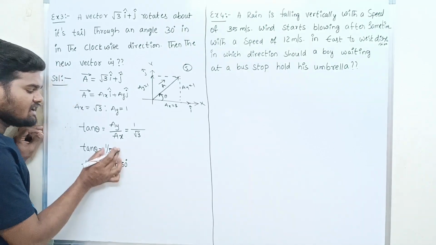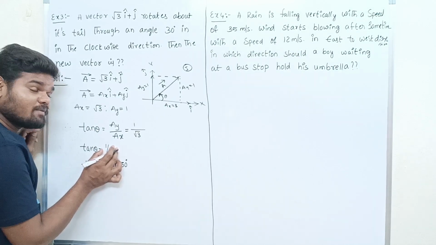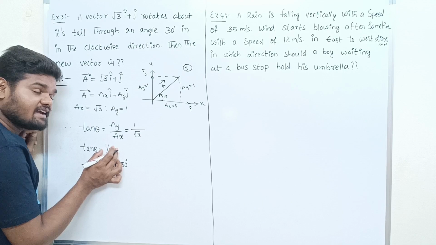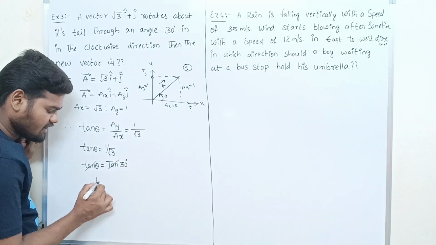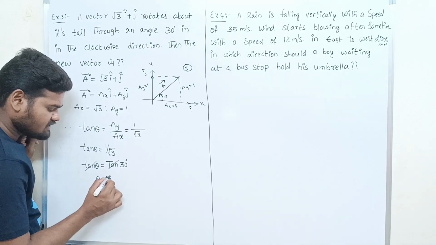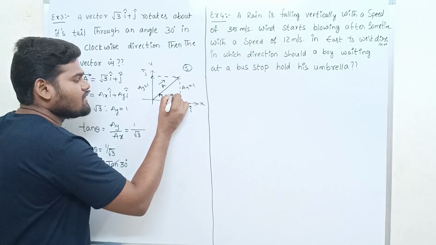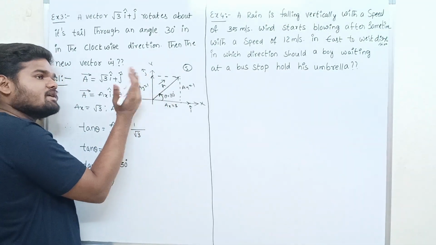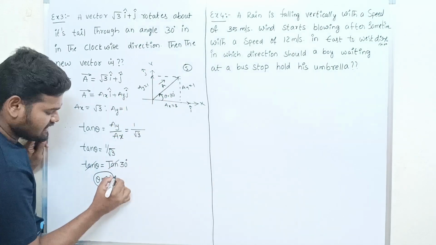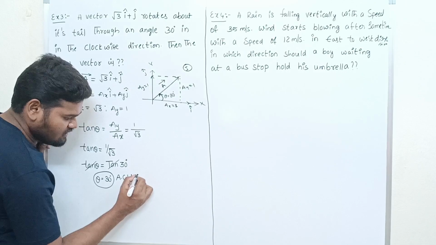What is the value of tan 30? 1 by root 3. Sin 30 is 1 by 2, cos 30 is root 3 by 2. 1 by 2 divided by root 3 by 2, the 2 gets cancelled out and you get 1 by root 3. So tan gets cancelled out and theta is equal to 30 degrees. That means this a bar vector is at 30 degrees from the positive x-axis, in the anti-clockwise direction.